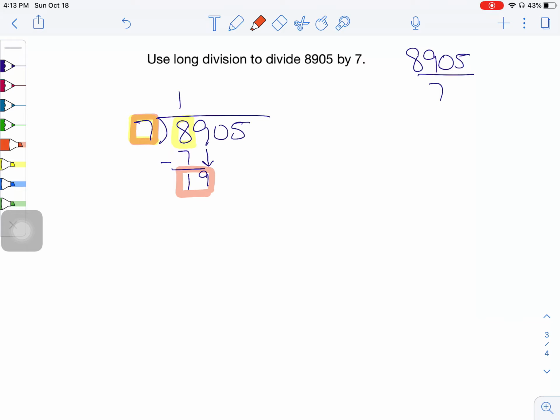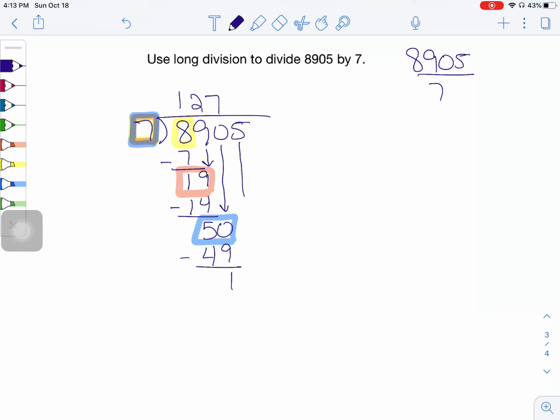So 7 goes into 19 2 times. 2 times 7 is 14, and I'm going to subtract again. 19 minus 14 is 5, and I'm going to bring down the next number in our order here, so that gives me 50. So now I'm going to take this 7 and divide it into 50. So 7 goes into 50 7 times. 7 times 7 is 49. Got to multiply. And we're going to subtract here, so that leaves us 1 left over.